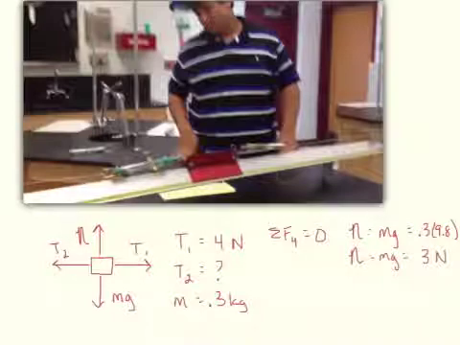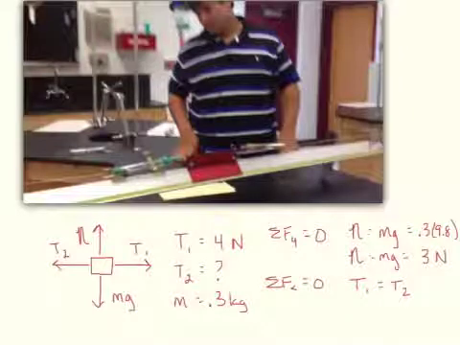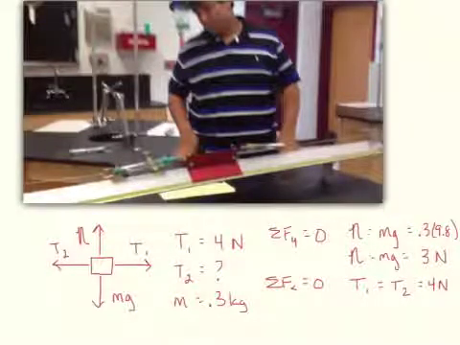So let's look at our net forces in our x direction. Those also have to equal 0 because our cart's not moving. And so what then that tells me is that the force to the right, T1, has to equal the force to the left, T2. So if we go over there and measure that second spring scale on the left, we should see that it's also 4 newtons. So let's see what Nick tells us about that.